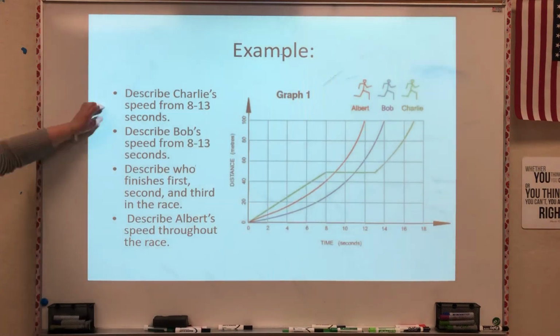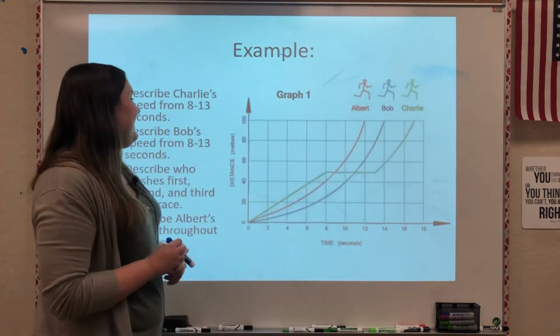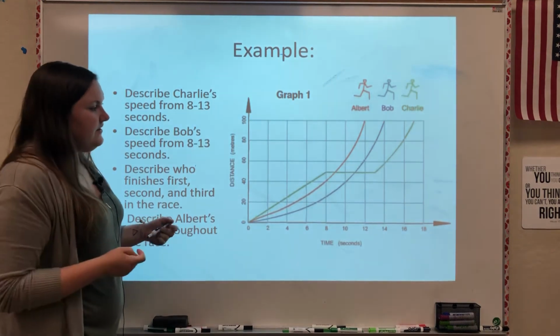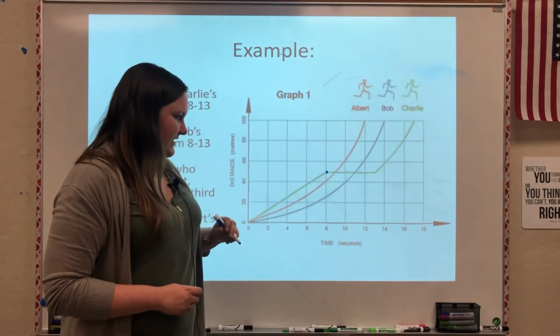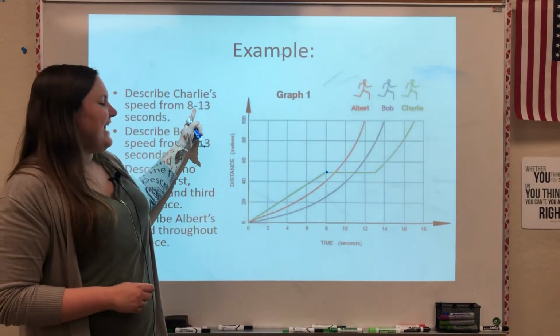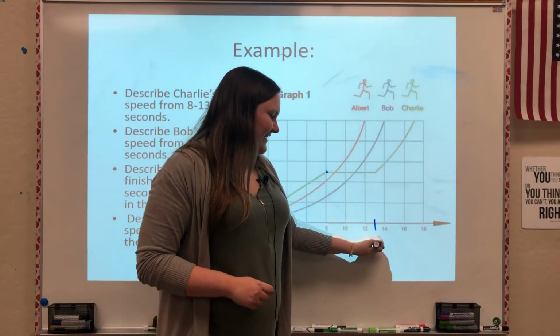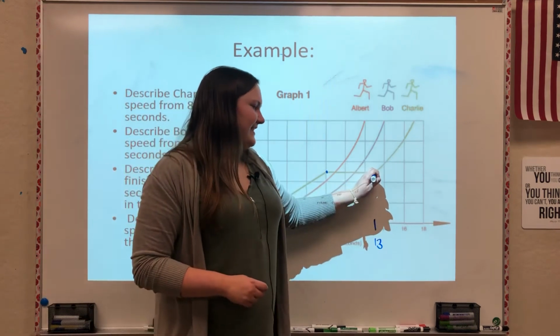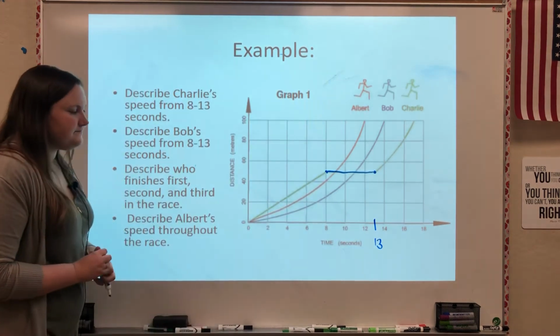Let me come over to my questions now. The first question says, describe Charlie's speed from 8 to 13 seconds. Well, on my graph, I want to find Charlie. Charlie's here in green, and I want to find him from 8 to 13 seconds to figure out what he's doing. So this green line here, 8 seconds is right here. So I'm looking, there's my start time, and they're asking me about 8 to 13. So 13 isn't down here, but 13 would be in between that 12 and 14. So 13 is about right here.